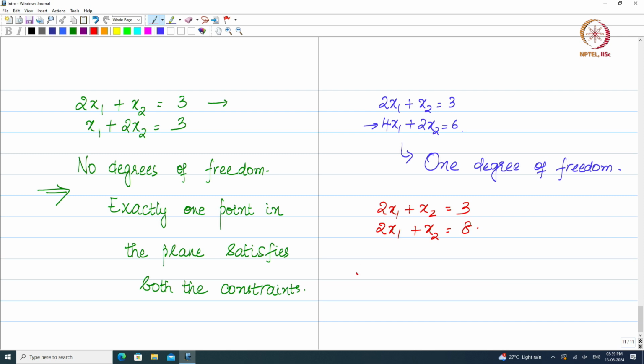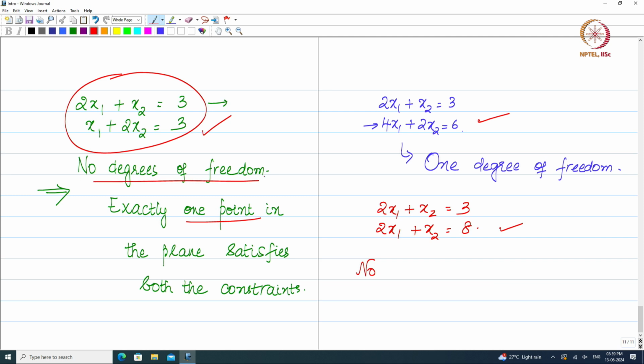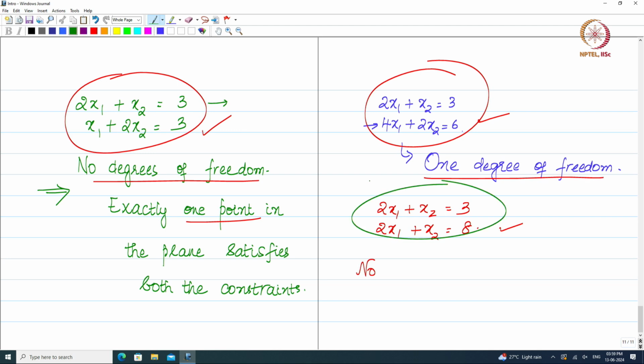Here the constraints are there, here also we had constraints. For this set of constraints I could get 1 point, I have lost all my degrees of freedom. For this set of constraints I could get infinitely many points, I had 1 degree of freedom, whereas for this one the constraints can never be met. So, no x1, x2 meets both the constraints simultaneously.